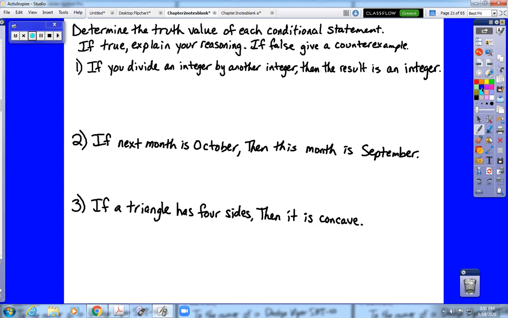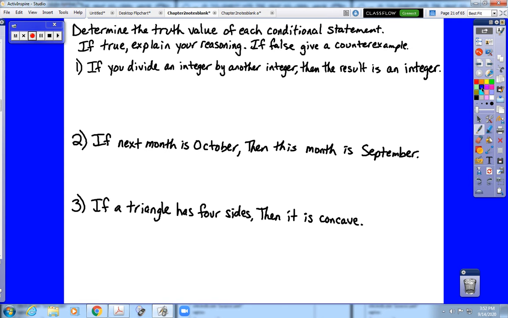Here are 3 conditional statements. We're going to determine the truth value of each of these conditional statements. If it's true, we're going to explain how we know it's true. In other words, we're going to try our best to explain how we know that there are no counterexamples. And if it's false, we're going to provide a counterexample.